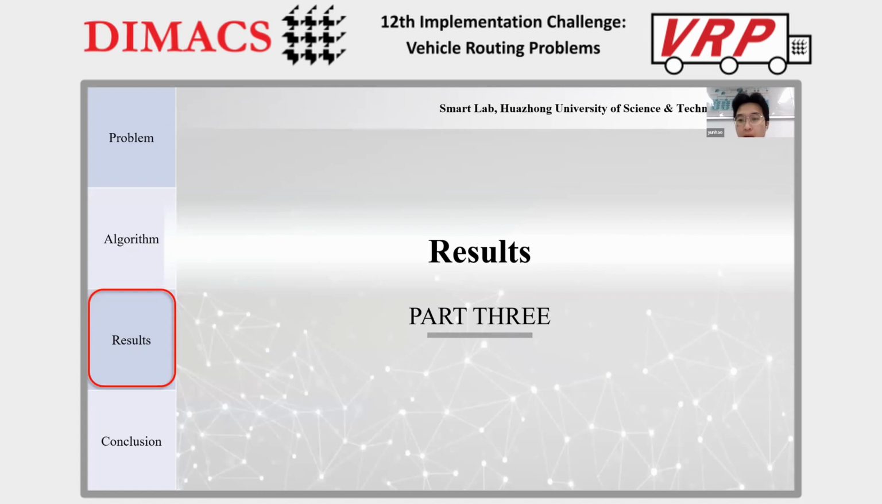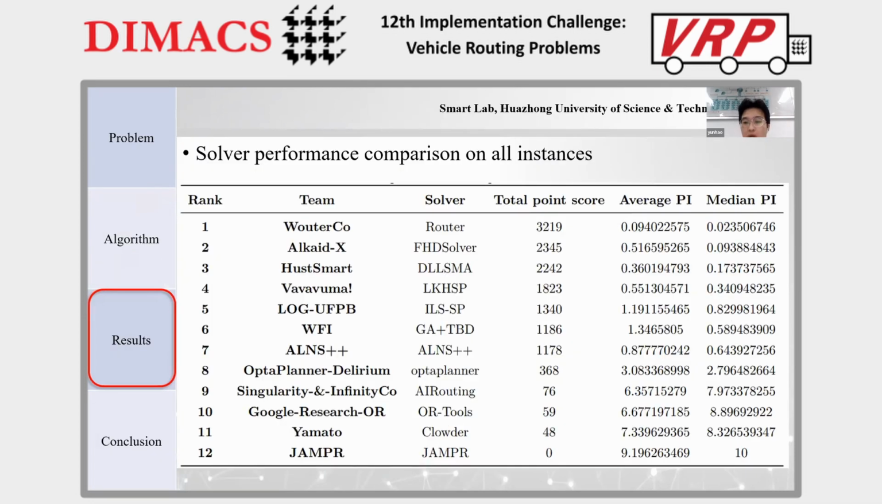Next, I will analyze the results briefly. In this competition, there are two stages. In the first stage, our solver ranks third according to the total point score. But the solver can get a small average PI value in this competition.